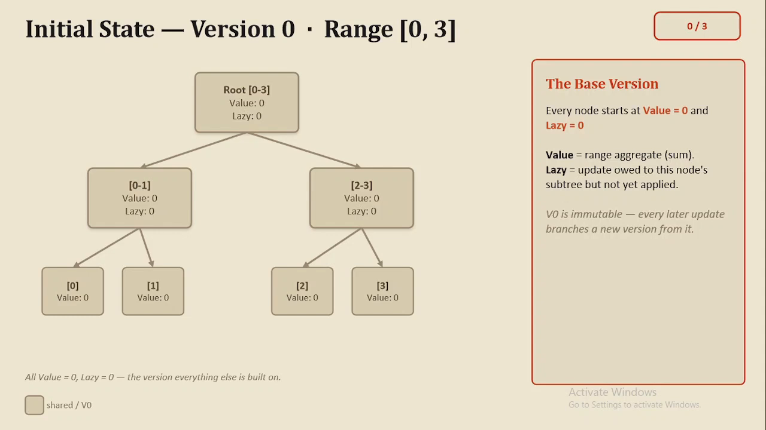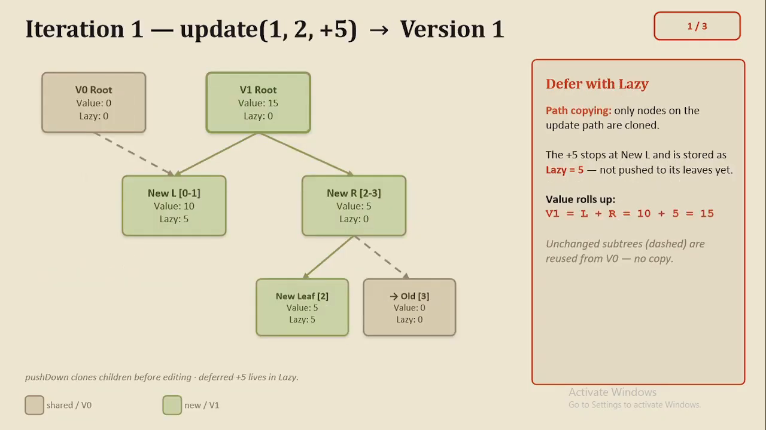In this first slide, it is version 0, the base state. Every node in this tree has value 0 and lazy 0. The value field stores the aggregate sum of its range, and the lazy field holds any pending update that hasn't been pushed down to children yet. Nothing has happened here. This is the clean state that every future version builds on top of.